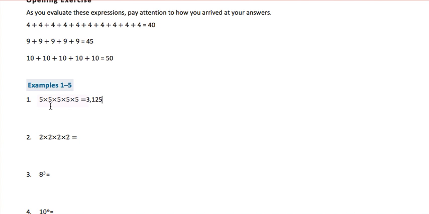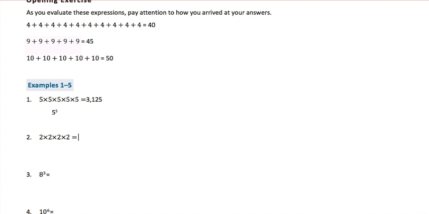It's also really important to notice that we could write 5 times itself 5 times as an exponent, and it would be 5 to the 5th power. The 5 represents the number that we're multiplying, and the small 5 as the exponent represents the number of times that we are multiplying it times itself.